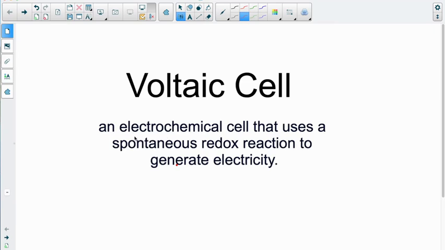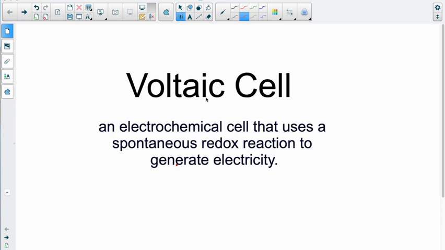A voltaic cell is an electrochemical cell that uses a spontaneous redox reaction to generate electricity. The term electrochemical means that there is both electricity, or electrons, and a chemical reaction involved. The term spontaneous reaction means that this is a reaction that happens without outside intervention, and the fact that it generates electricity tells us that this setup here behaves as a simple battery.